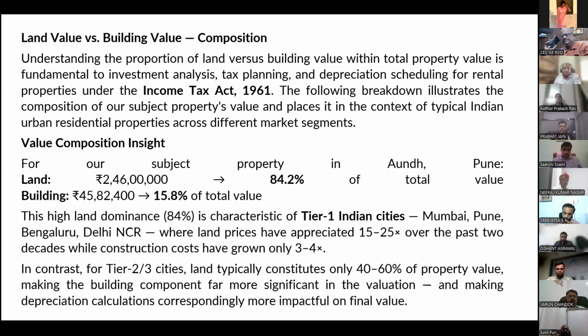See here, for land, the value is 2 crore 46 lakh. The land value is 84.2% of the total value, and the building value is 15.8%. In this example, the value of land is 84.2%, and the value of the building is 15.8%.